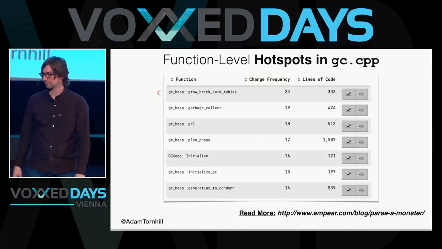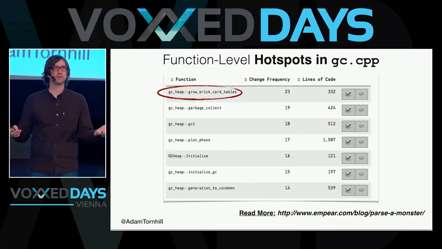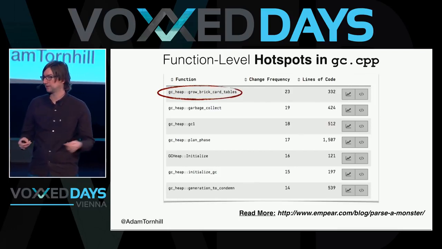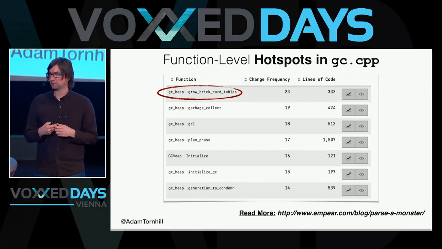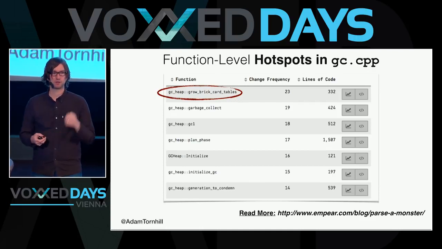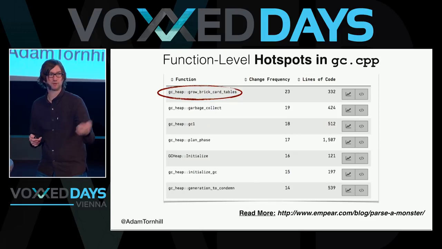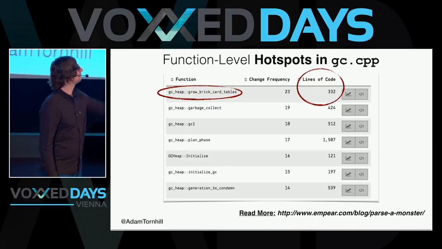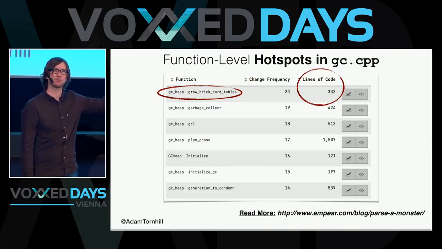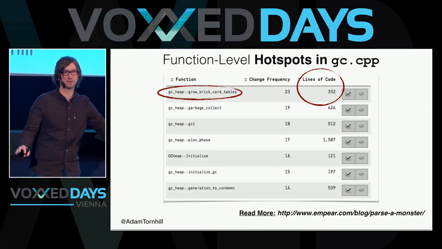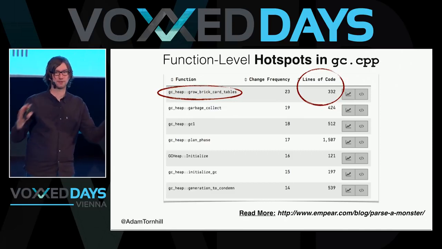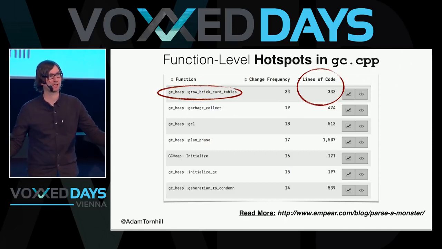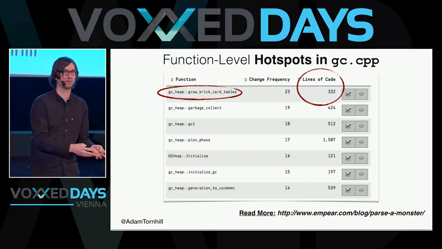Here it is. So these are the hotspot level functions inside gc.cpp. And you see that the number one hotspot on a function level is something called grow brick card tables, whatever that is. We see that it's a pretty big function, 332 lines of code. It's quite a lot for a single function, isn't it? But it's much less than 37,000 lines of code, which was the size of the total file. And it's definitely less than 4 million lines of code, which was the size of the total system.